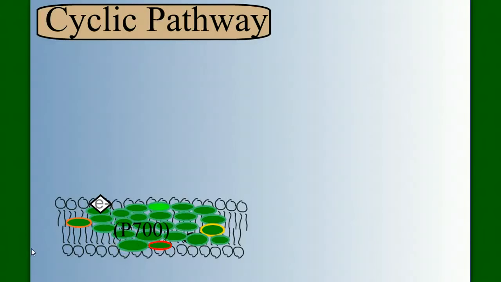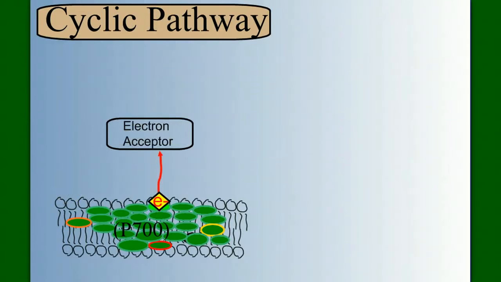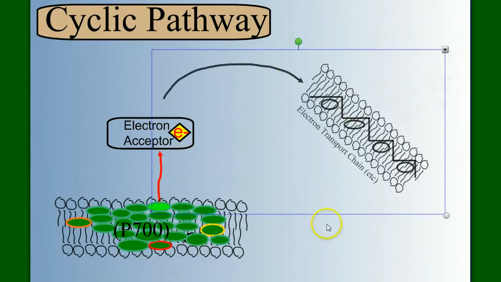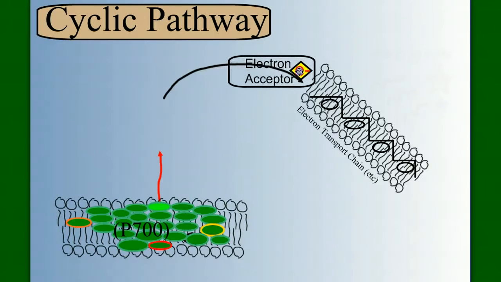When light strikes an electron in photosystem 1, that electron gets boosted to a higher energy level. This energized electron will bounce around the photosystem until it reaches a special chlorophyll A called the reaction center. When it reaches the reaction center, it can get picked up by an electron acceptor. The electron acceptor will deliver that electron to an electron transport chain. So it will carry it across to the electron transport chain.